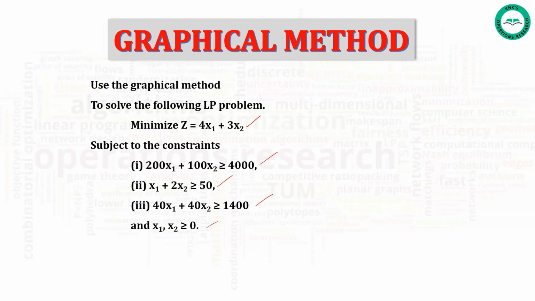So here the objective function is minimization and there are 3 constraints and 1 non-negative constraint. As we discussed earlier, the inequality sign should be replaced with equal and we find the coordinates and plot them on the graph. Now let us find the coordinates by using each constraint.